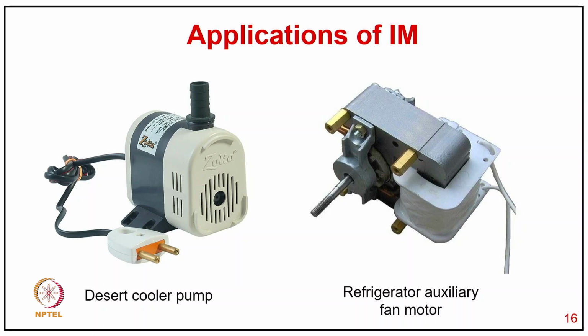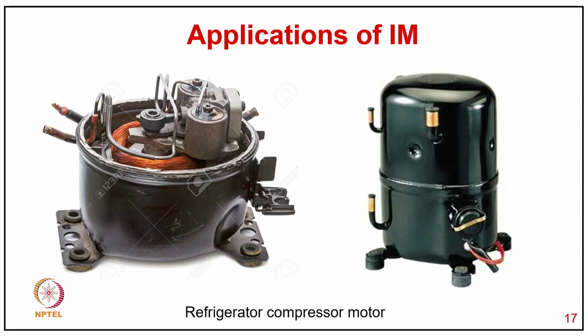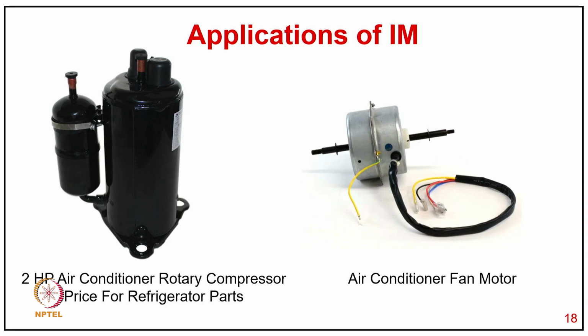Normally a shaded pole motor is a very small rating motor, of the order of around 50 watt, and we have a refrigerator auxiliary fan motor also. Then we have a refrigerator compressor motor. For many applications, not only air compressors but also refrigeration, like a fridge or other kinds of refrigerating system. Then the typical 2 HP air conditioner rotary compressor for the refrigeration part, and typically the air conditioner fan motor. So there are many, even in an air conditioner you have many motors. So these are also run by single phase supply, normally as a single phase induction motor.